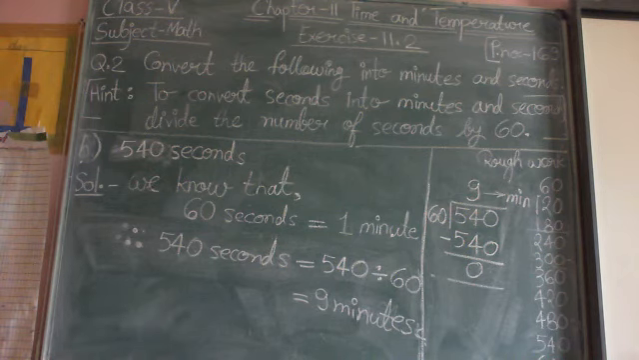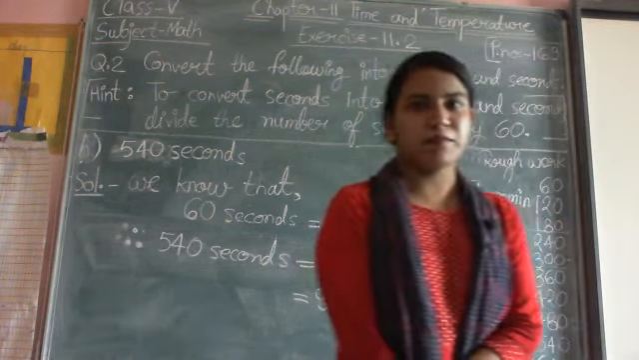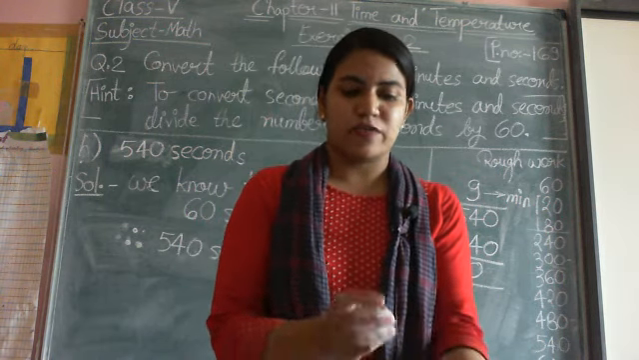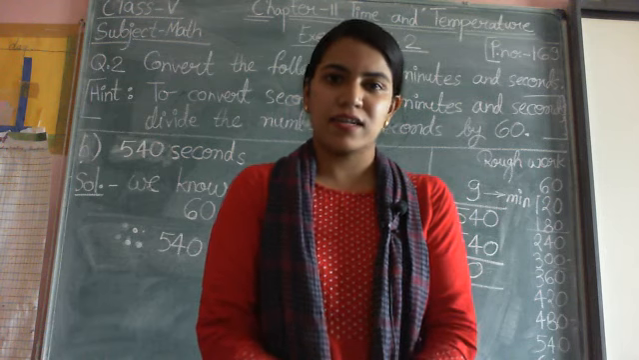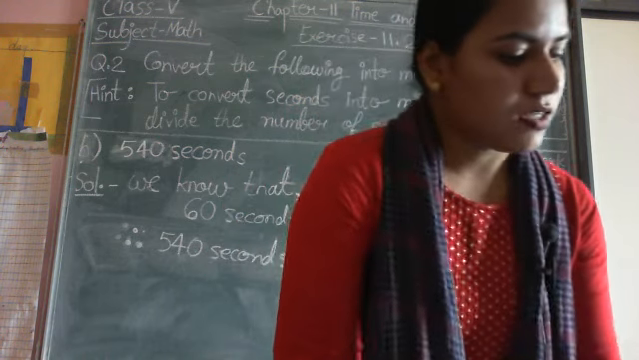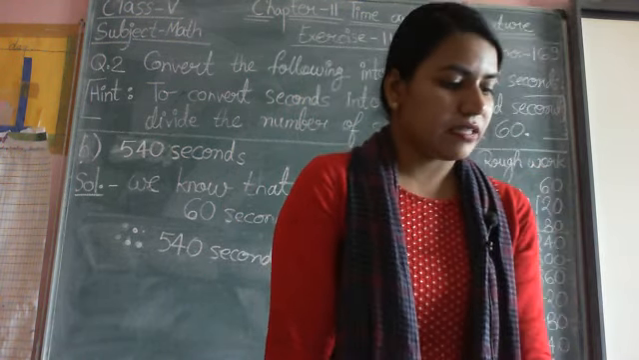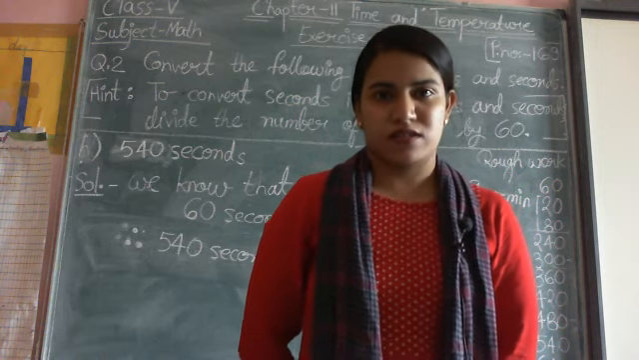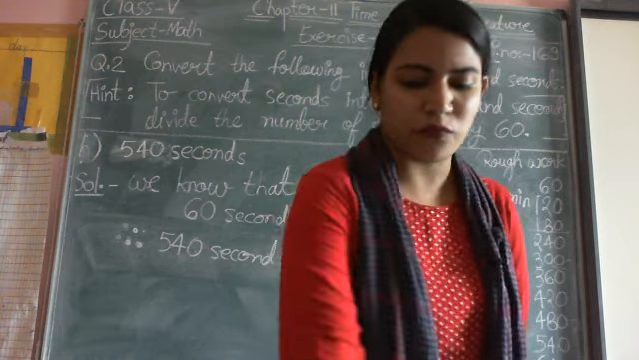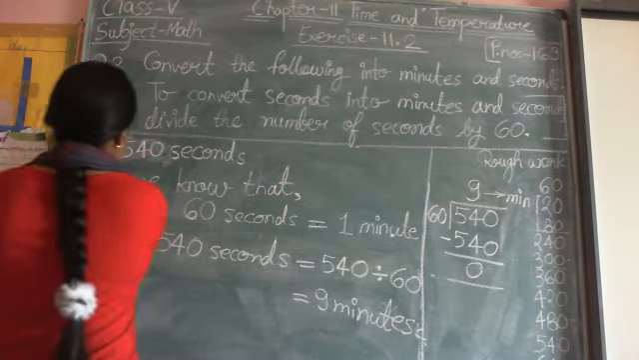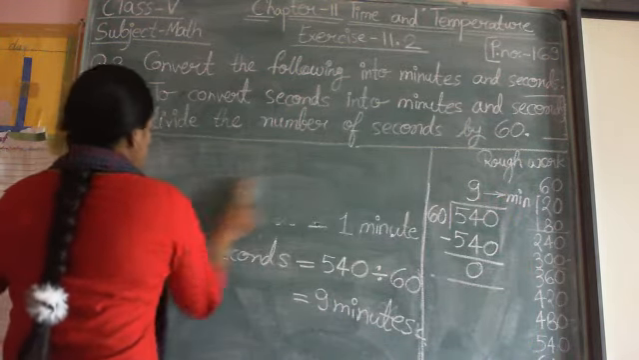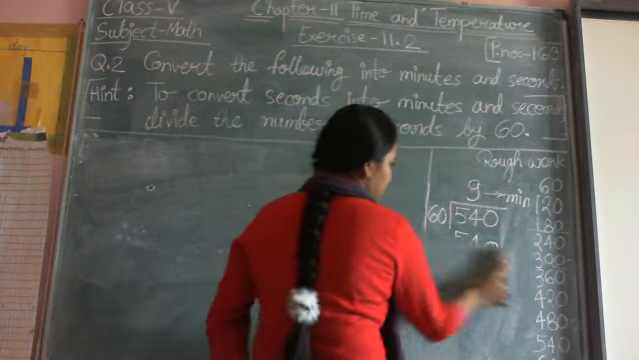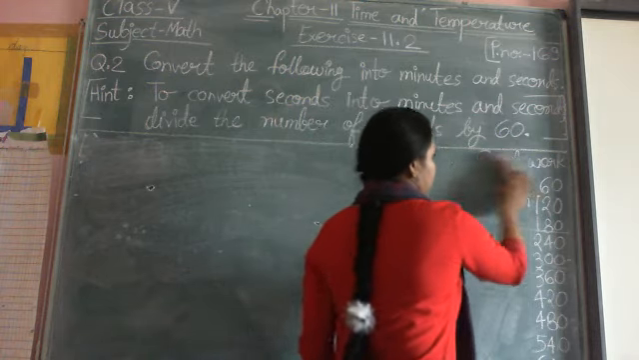Okay, so I hope you get the concept of how to convert seconds into minutes and seconds. To convert, we divide the given number by 60, right? So I have performed 8 questions for you. Now the remaining 4 questions are your homework. I am writing the homework on the board. You will solve these 4 questions by yourself and check your answers from the back side of your book.